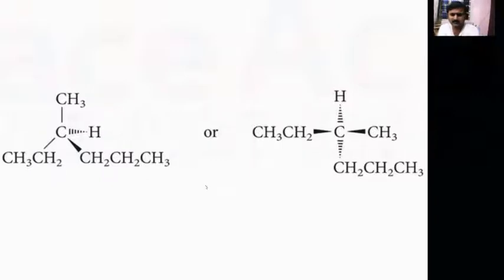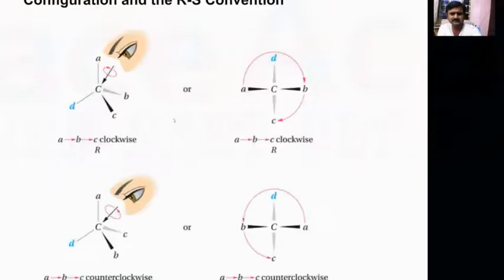So this is one example of it. See configurations of R and S conversion. If you see from this direction, first one in a clockwise manner, A, B, C, D order, this is called R configuration. If you see the same diagram in another projection, A, B, D, this is also the same.